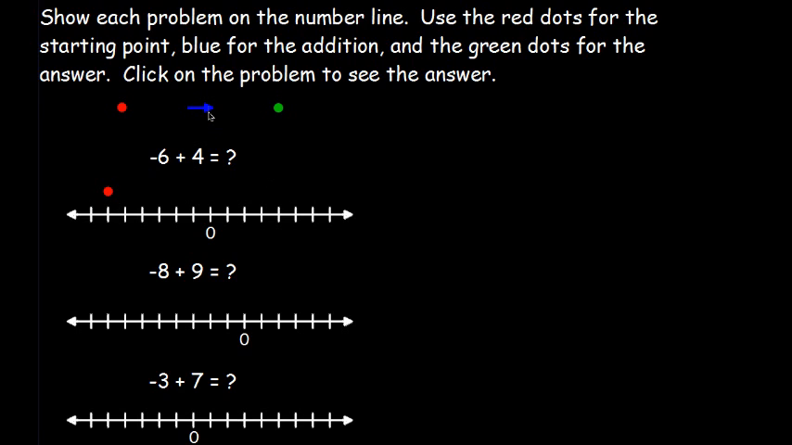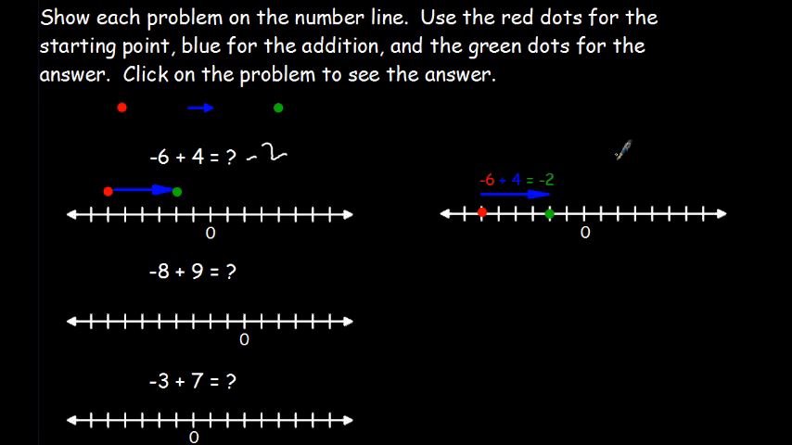And since we're adding positive 4, that means we're going to move our shape 4 spaces to the right. So we have, let's see, 1, 2, 3, 4 to the right. And so there's my ending point. So there's where my green one should go. And so if we count this, that means we were at negative 2. So let's check if we got that right. So there you go. Nice job.